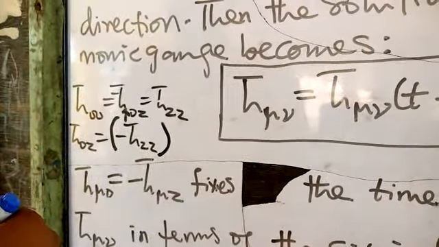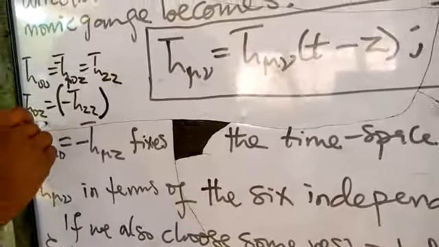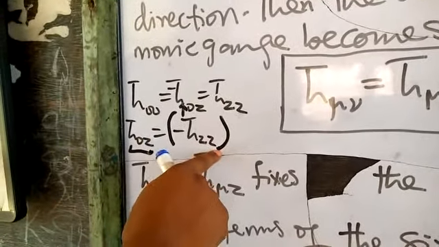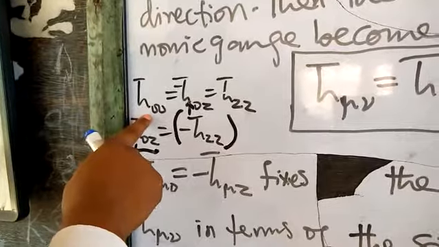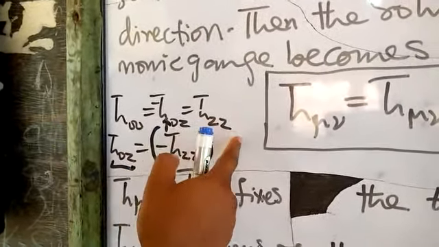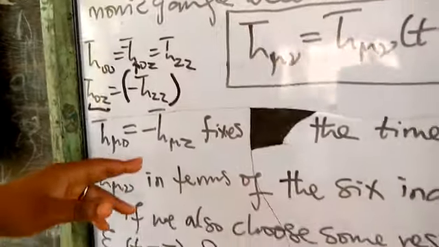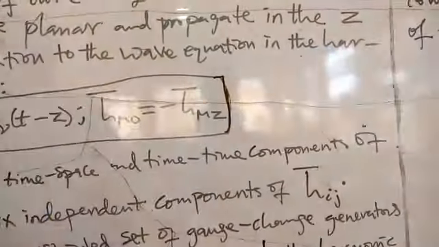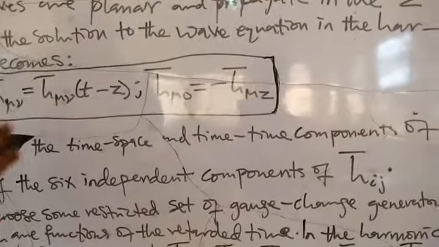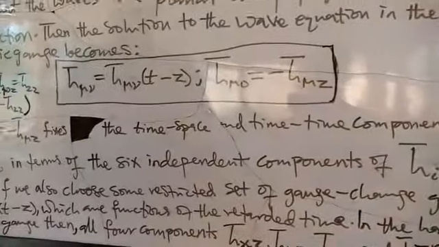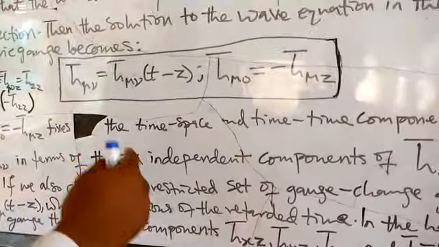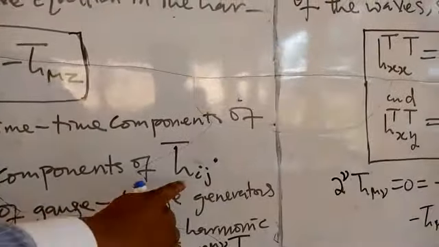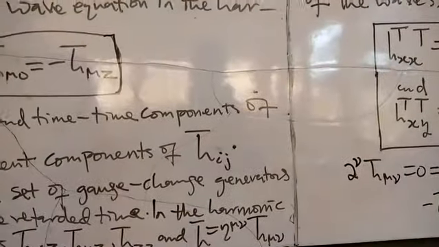What this just means is this is a time-space component, which we have been able to write in terms of the space-space component. And this is a time-time component, which again turns out to be just in terms of the space-space component. So this condition, which we obtained from the harmonic gauge, fixes the time-space and time-time components of the trace reverse metric perturbation in terms of the 6 independent components of that. And so with this, we have completely eliminated every time component of this.